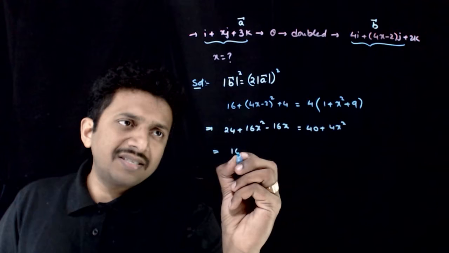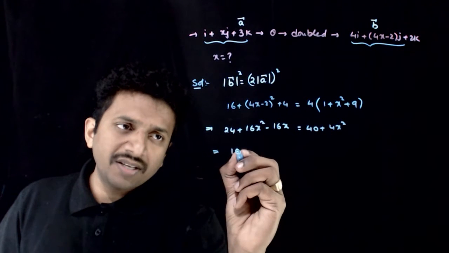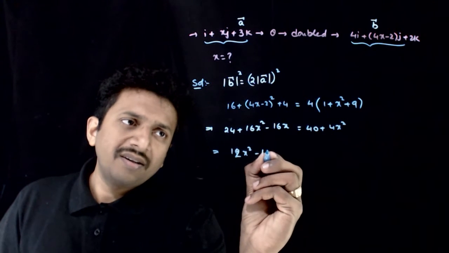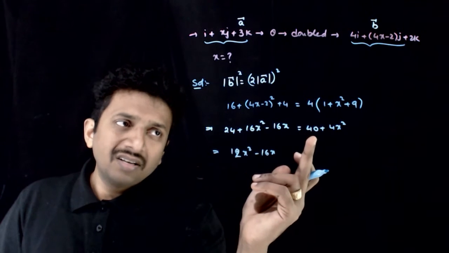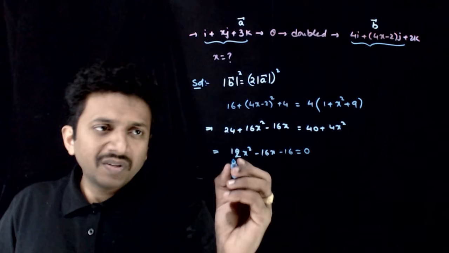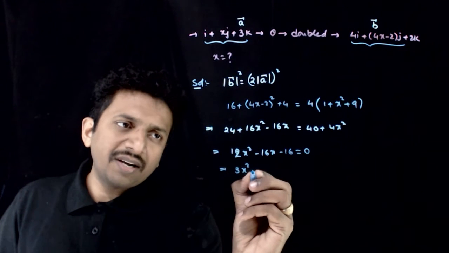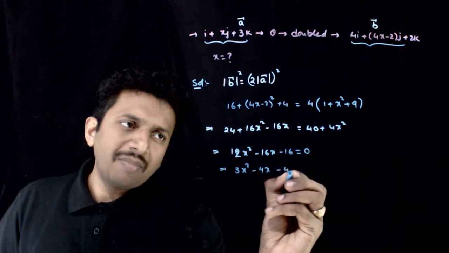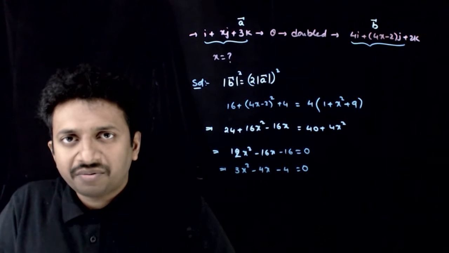So this implies you get 16x square minus 4x square is 12x square minus 16x. So minus 40 plus 24 is minus 16 is equal to 0. This implies 3x square minus 4x minus 4 is equal to 0.